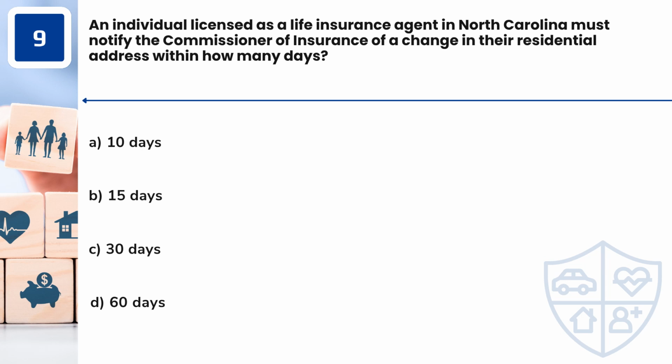Question 9. An individual licensed as a life insurance agent in North Carolina must notify the Commissioner of Insurance of a change in their residential address within how many days? A. 10 days. B. 15 days. C. 30 days. D. 60 days.